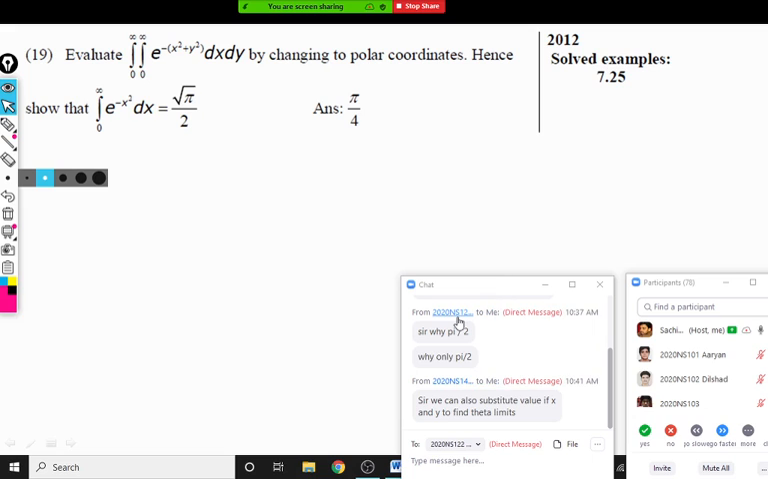Yes, 149 asks, can we substitute the values of x and y to find the limits of theta? Actually, that's not required, Sahitya, because straightforwardly you have to see which quadrant the region is in, and that gives you the limit for theta. Clear? Generally, you can get the theta limits by observation only. By x and y also you can calculate, but that can become more complicated.